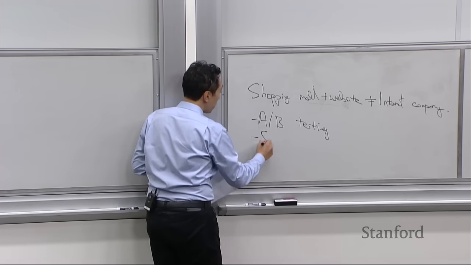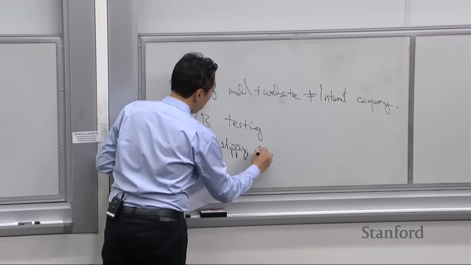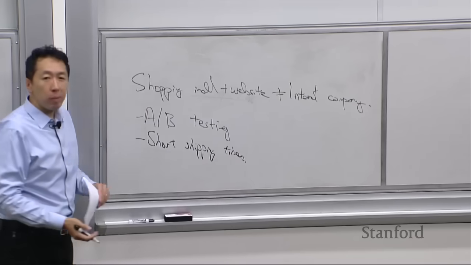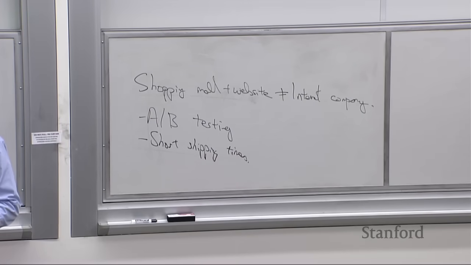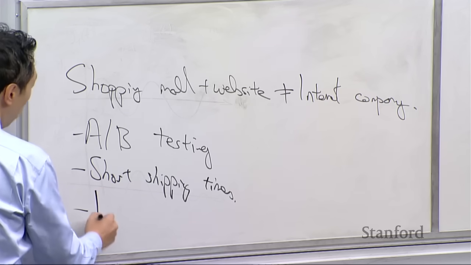We tend to have short shipping times, right? You can ship a new product every day or every week, and so you learn much faster, whereas a traditional shopping mall may redesign the shopping mall once every 3 months, right? And we actually organize our teams differently.